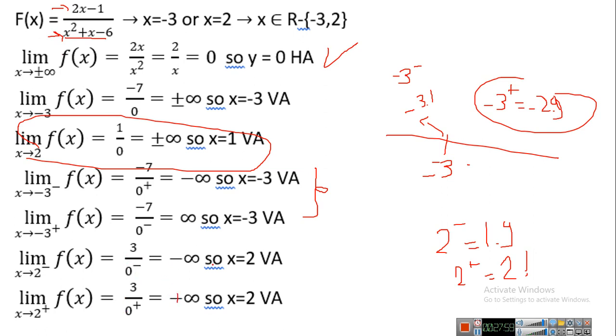Is it clear? Depending on the interval, for example, if you have the interval 2 till infinity, it's better to do the limit as x tends to 2 plus only. If you do the limit as x tends to 2, it doesn't matter. Okay, so that's it, guys.